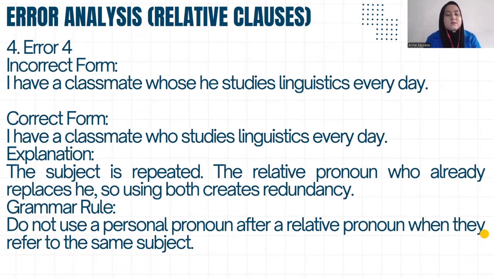Number 4 is the incorrect form: "I have a classmate who he studies linguistics every day." The correct form: "I have a classmate who studies linguistics every day," because the subject is repeated. The relative pronoun who already replaces he, so using both creates redundancy. The grammar rule is: do not use the personal pronoun after a relative pronoun when they refer to the same subject.